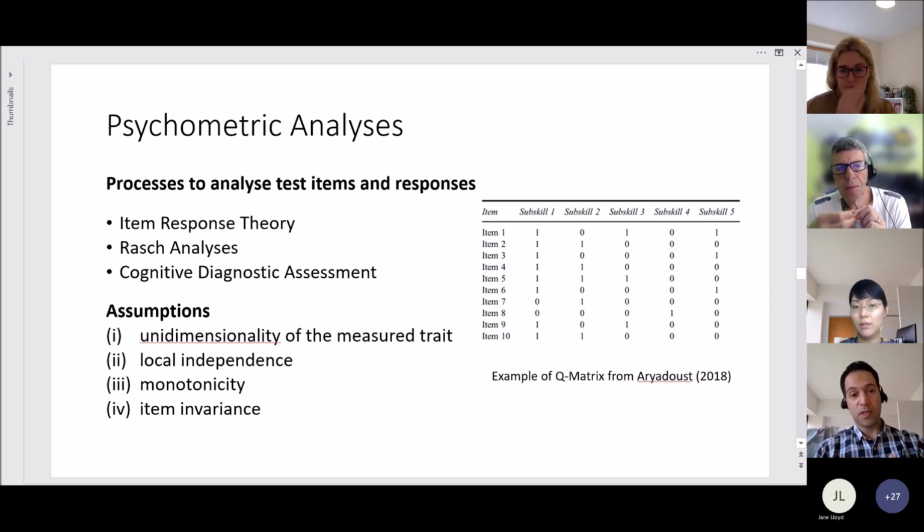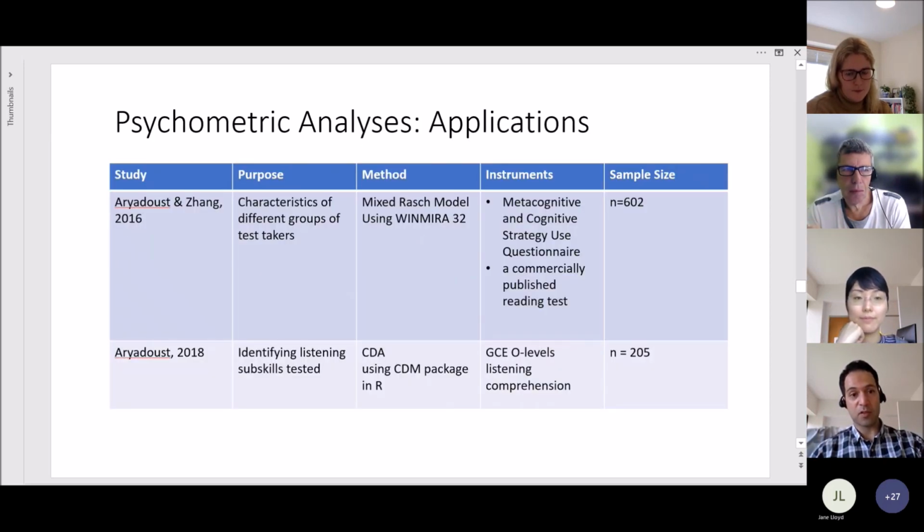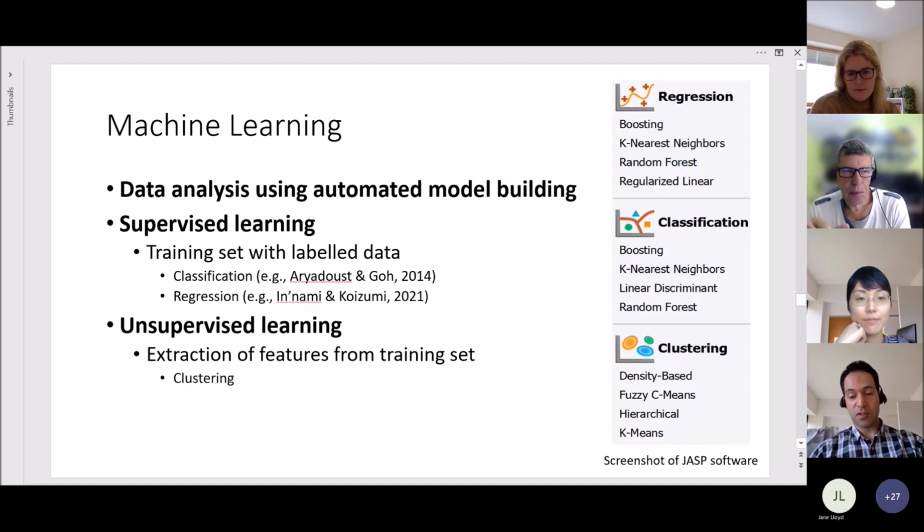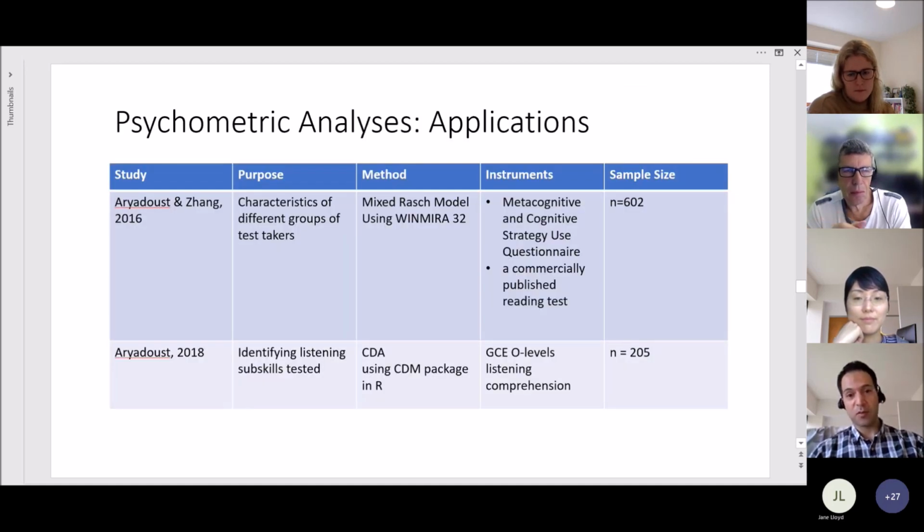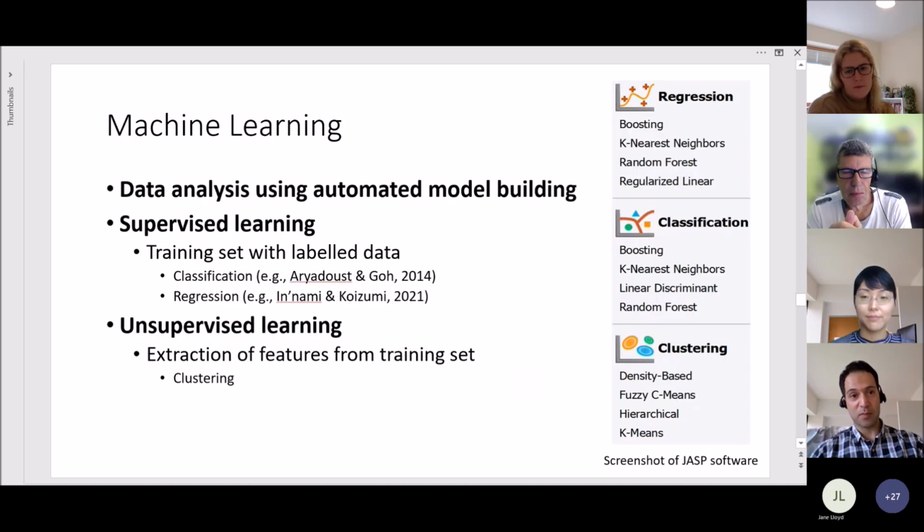And by this, I just mean item response theory, Rasch analysis, and cognitive diagnostic models. We use this to validate our test scores. And if you want to read a little bit about it, these are some papers, and they hopefully will give you some idea how psychometrics has been used in language assessment.